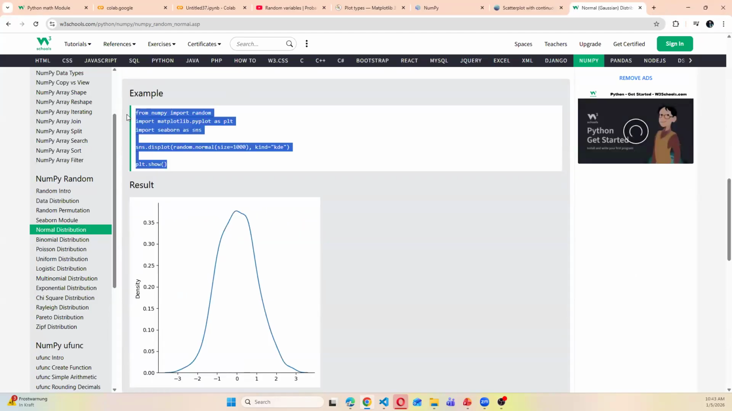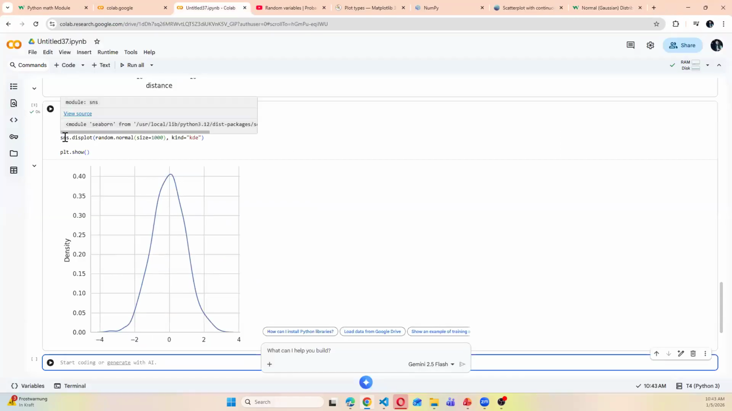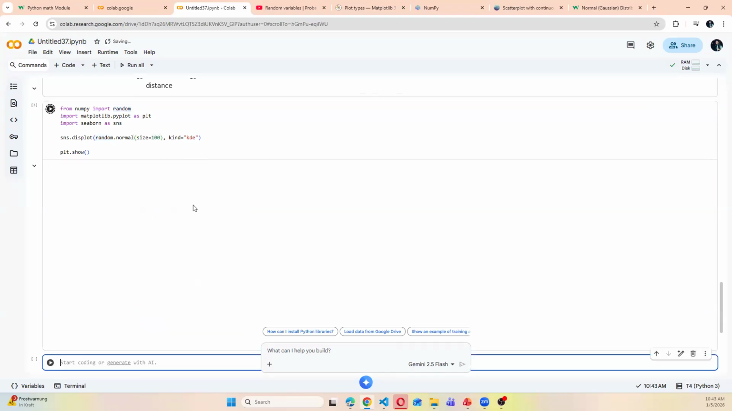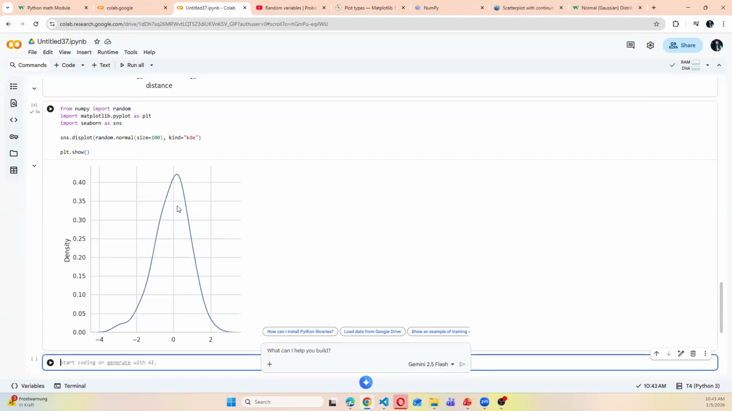See, if I just copy paste this one, it should give me my normal distribution curve. I have this from Seaborn, the library for this plot. It uses random numbers with a size of 1000. If you change it to 100, it will give you another curve, like for 100.